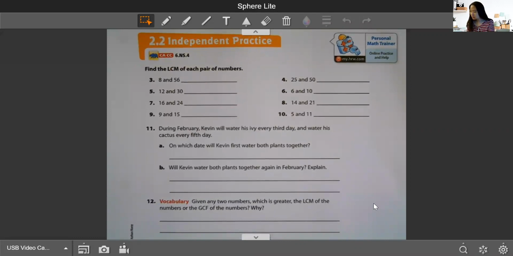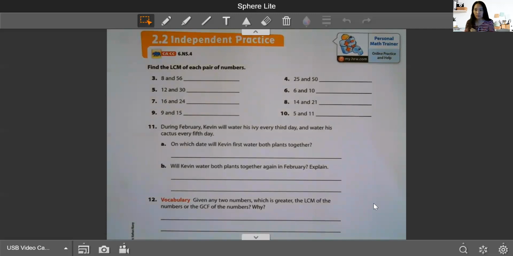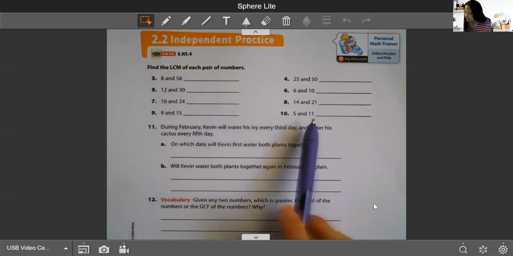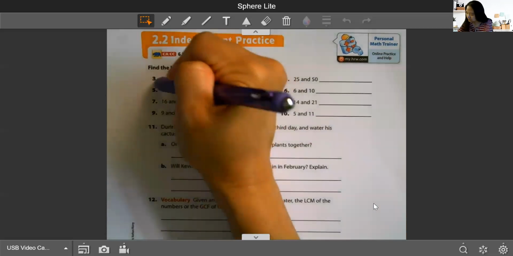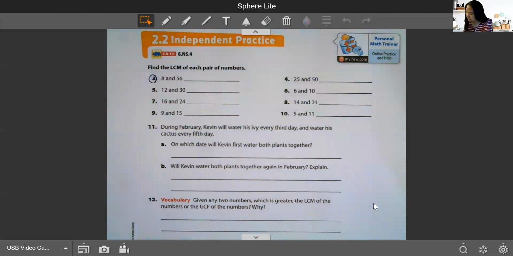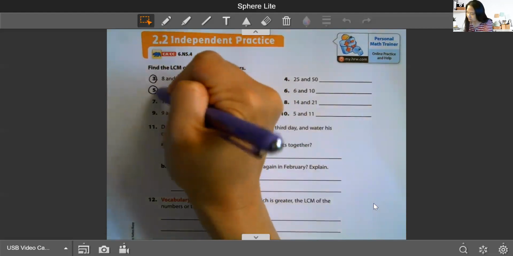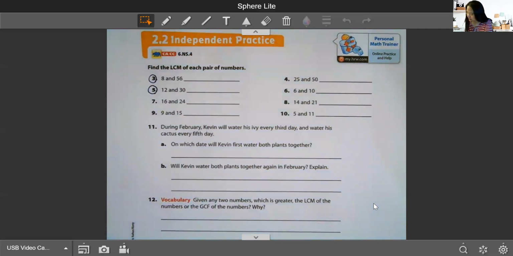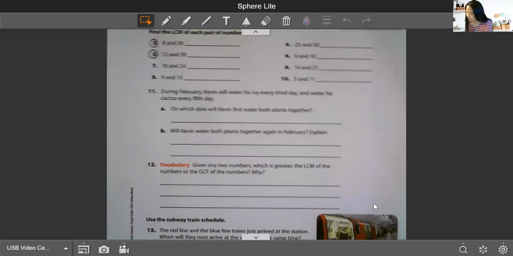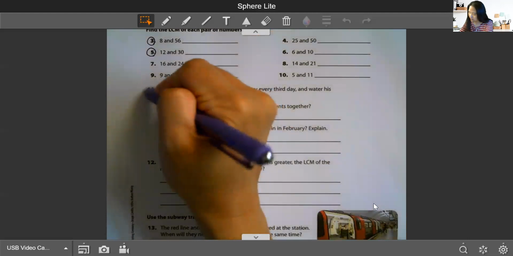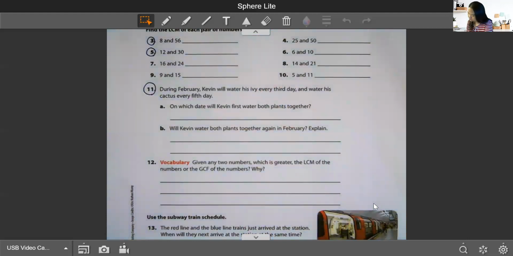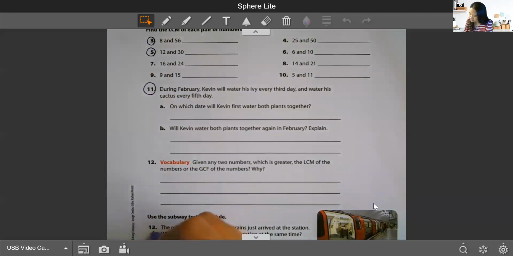Okay, so I think I'm going to do the following problems. From 3 to 10, I'm going to go over number 3, number 12, and then I will go over number 11, and I will do number 13. Okay, so let us begin.